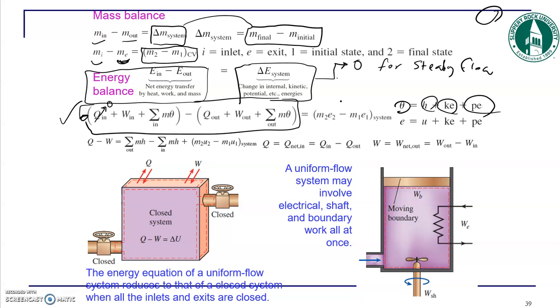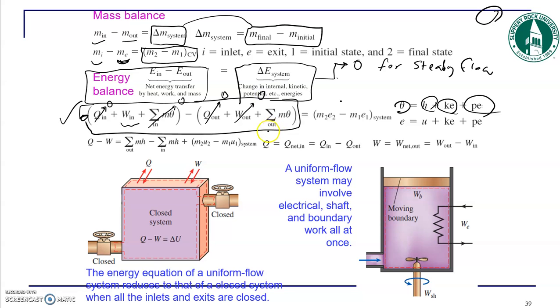Is there any work being done on the system? Yes, there is an electric heater that basically puts some work into our system. So this parameter is not 0. Is there any fluid coming into our system? The answer is no, right? The fluid is only leaving our system. So this term is 0 as well because there is no fluid coming in. Is there any heat being lost? No, the system is insulated. Does your system do any work? The answer is no, because there is no work being done by the system.